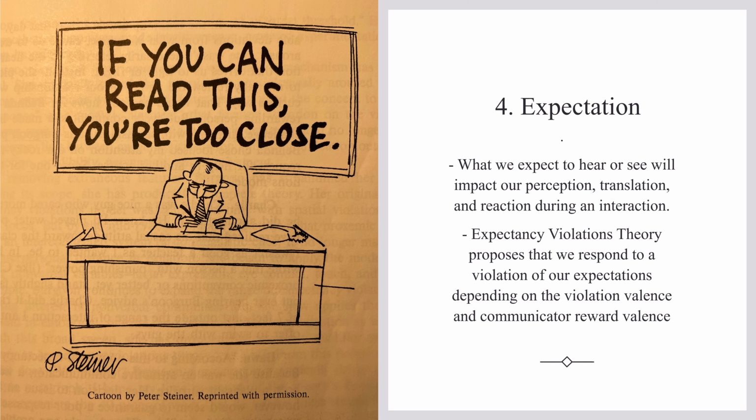The fourth principle is expectation. What we expect to hear or see will impact our perception, translation, and reaction during an interaction. In the expectancy violation theory, it proposes that we respond to a violation of our expectations depending on the violation variance and communicator reward variance.